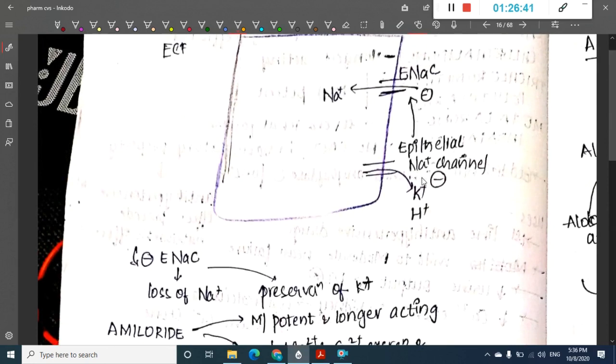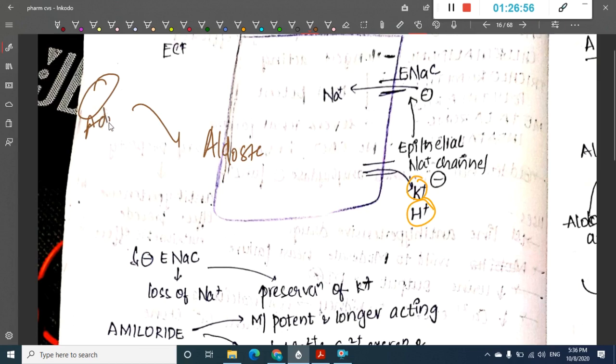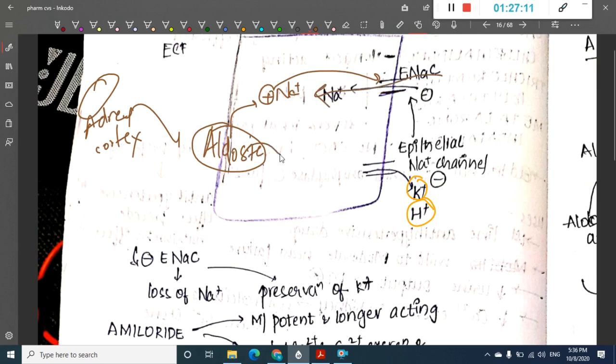And why is there excretion of potassium? The main process here is aldosterone, which is secreted from the adrenal cortex. The mineralocorticoid cells in the adrenal cortex secrete this aldosterone. Aldosterone activates these epithelial sodium channels and increases the absorption of sodium. Similarly, it causes potassium excretion with the help of potassium channels. So it causes sodium absorption and potassium excretion.